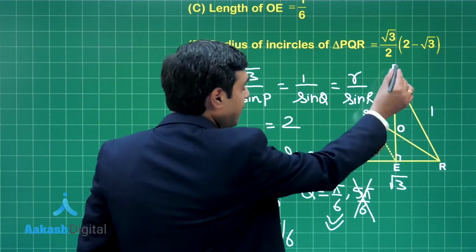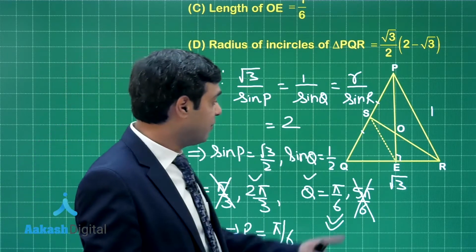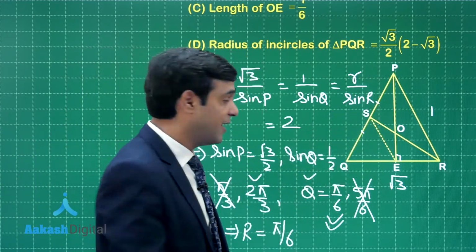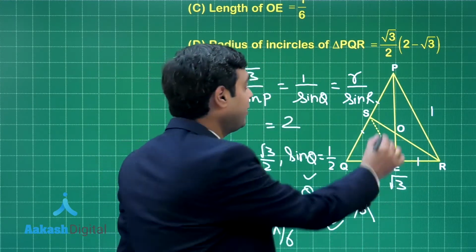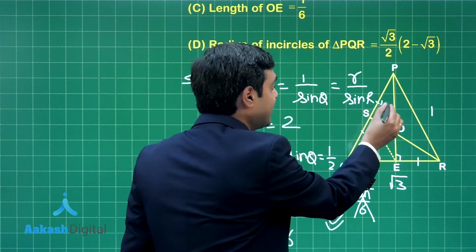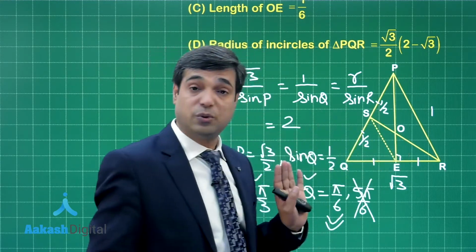So this is 1, meaning this is also 1. So it becomes an isosceles triangle. Another important thing: when it is isosceles, this becomes a median as well. So I can say this one is equal to the other part. Here this length is 1, so this is half and this is half. This is root 3 by 2, and this is root 3 by 2.